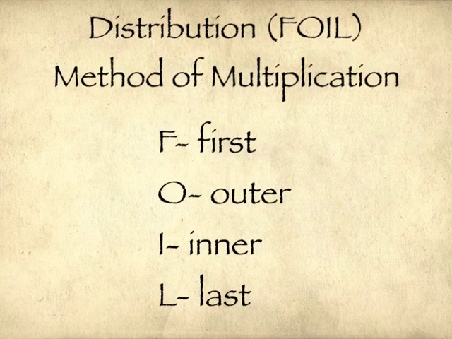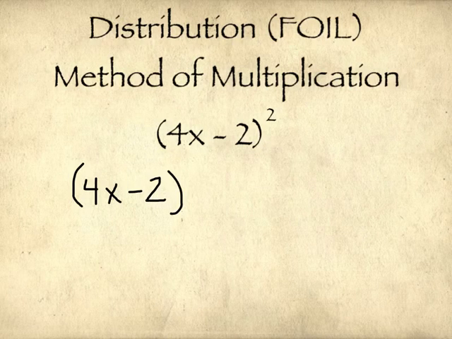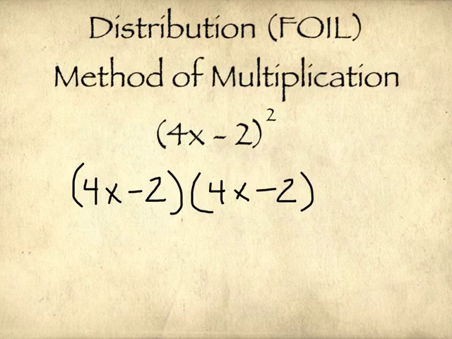Many people don't like drawing out the table, and so in that case, we will use the distribution method, more commonly known as FOIL. FOIL stands for first, outer, inner, last, and this tells us the order in which you should multiply together the terms of the binomials. If we have a problem like this, 4x minus 2 squared, remember that squared just means we're multiplying it by itself again. So we have 4x minus 2 times 4x minus 2. And let's go ahead and use our FOIL method here.